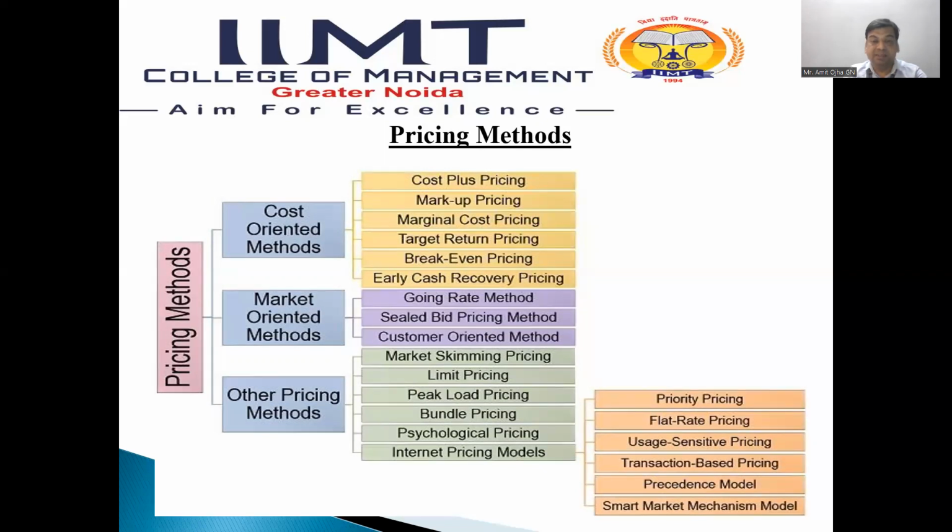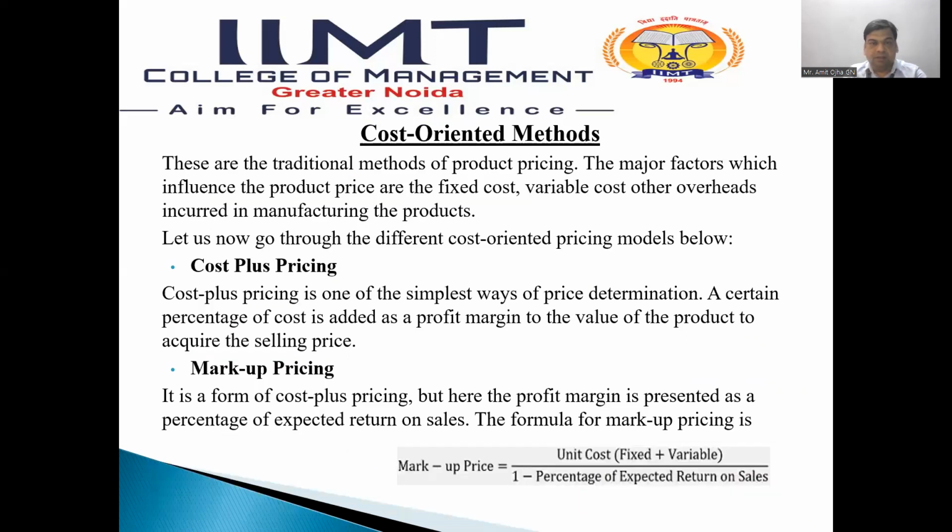And in other methods, there are some pricing strategies: market skimming pricing, limit pricing, peak load pricing, bundle pricing, psychological pricing, and internet pricing models. In the internet pricing models, there are priority pricing, high flat rate pricing, user sensitive pricing, transaction based pricing, precedence model, and smart market mechanism model. We can explain them one by one.